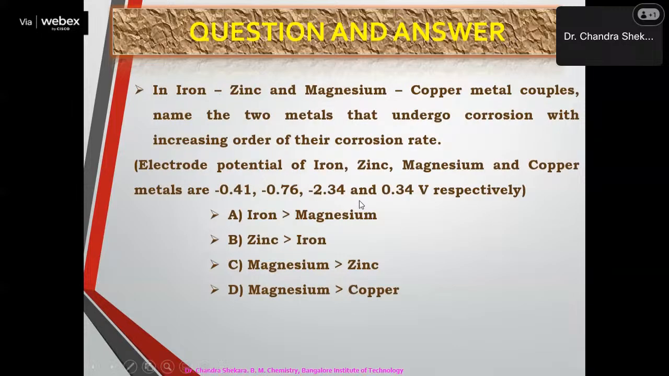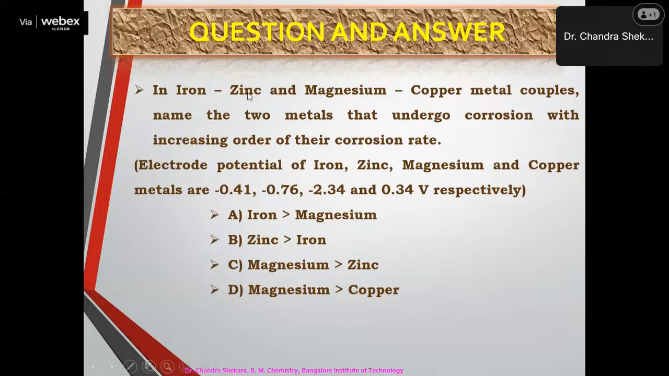Let us take another question here. In iron, zinc, magnesium, copper metal couples, name the two metals that undergo corrosion with increasing order of their corrosion rate. Given that the electrode potential of iron, zinc, magnesium, copper metals are minus 0.41, minus 0.76, minus 2.34 and 0.34 volts respectively. Here you can very easily guess here.